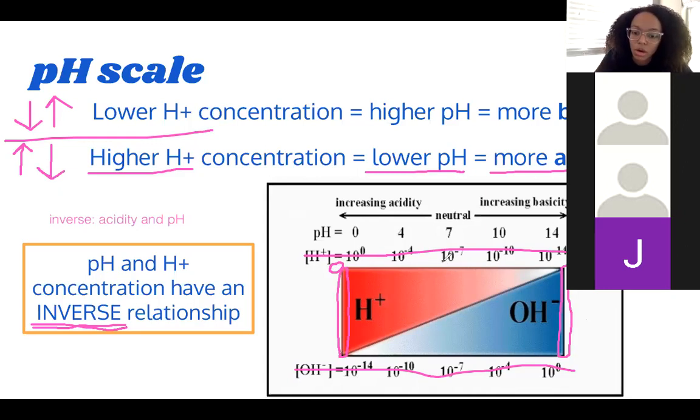Right smack in the middle, though, at pH 7, where it is neutral, you can see we have an equal amount of the proton and the hydroxide. Equal amounts. And every pH in between is just a different ratio of our protons to our hydroxide. Okay? That's what this image is showing you. And we will also look at this image a lot next time. So don't panic if you don't feel super familiar with it yet.